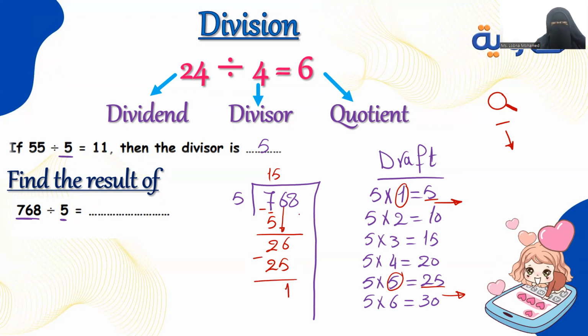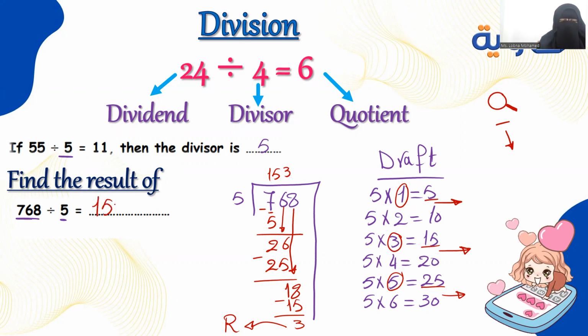Did we finish? No, we still have one digit up. So we have to bring it down. 18. Search about 18. It's between 15 and 20. Return it to the less. Underline 15 and put it down. Circle 3 and put it up. And subtract. 18 minus 15 is gonna be 3. But 3 here, it's smaller than 5. So this one is gonna be the remainder. So the answer now, or the quotient now, is what? 153 remainder 3. Don't forget your remainder.